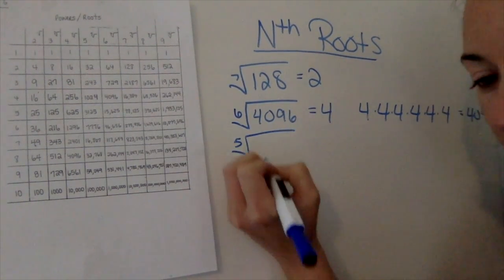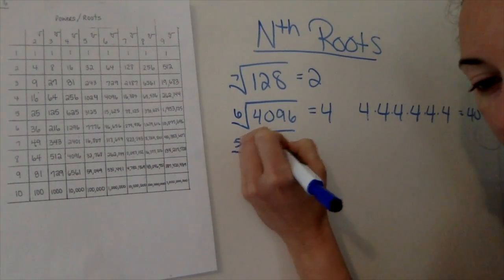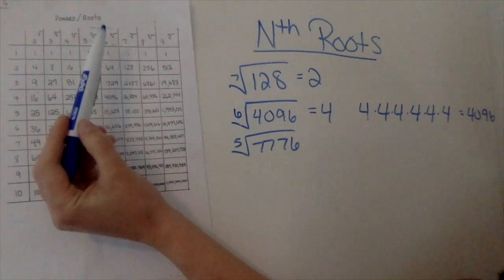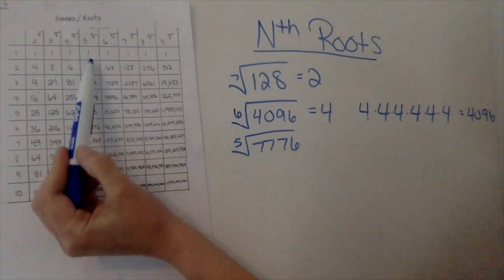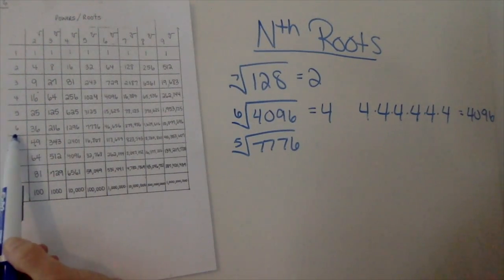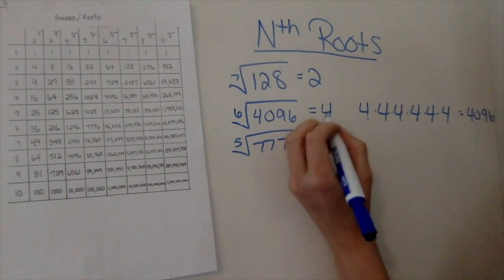Next, we got the 5th root of 7,776. So we go to the 5th root right here. We look for the number. We slide all the way to the left, and we get 6.